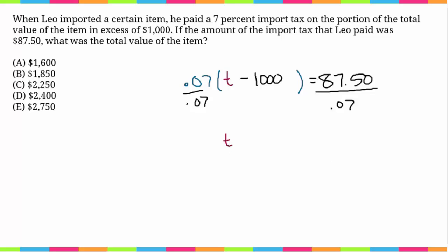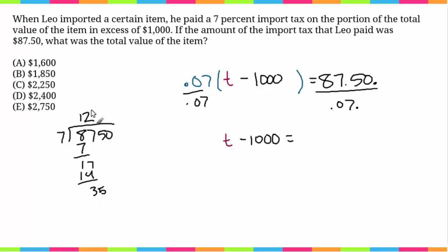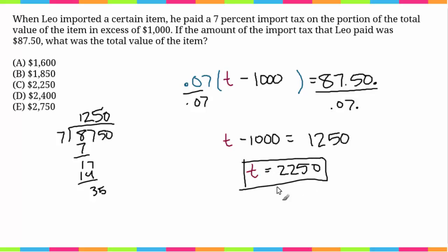So now we're going to get T minus 1,000 equals some number here. So let's move the decimal 2 to the right and move this decimal 2 to the right. So now we have 8750 divided by 7. We're going to get 1,250. Now we're going to just add this 1,000 on both sides, and we're going to get $2,250, and that here is going to be our final answer.